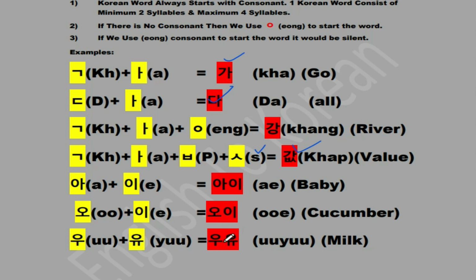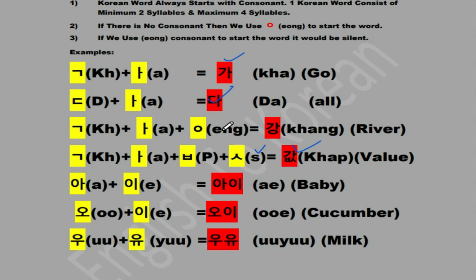Our last word is oo, you. Oo is also a vowel and you is a vowel as well. So we will not start any word with a vowel. So we have to use the consonant ing at the start. Oo, you. Milk. If we use the ing consonant at the start, it will be silent.